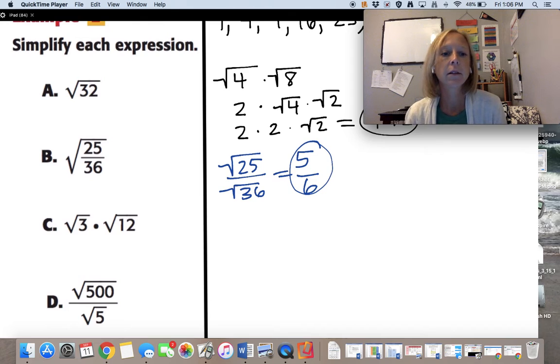Onward, square root of 3 times the square root of 12. Okay, well, we have to simplify it, and I know that 4 is a perfect square and it goes into 12. But before I keep going that far, I'm going to look at them individually. So I've got the square root of 3 is a decimal. But remember, I can also put them together before I take the radical. So if I put them together and I multiply first, 3 times 12 is 36.